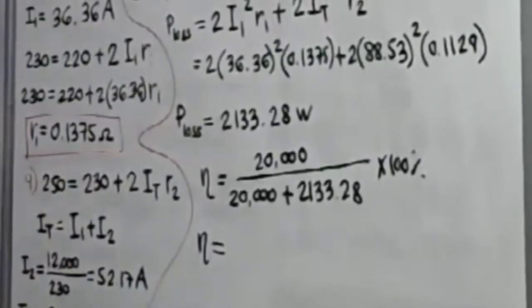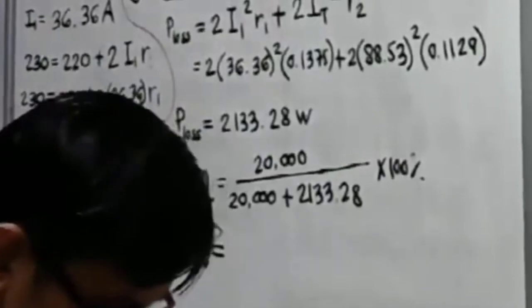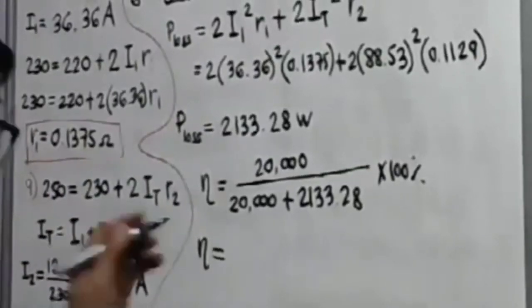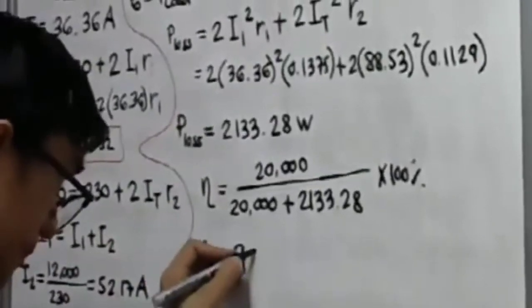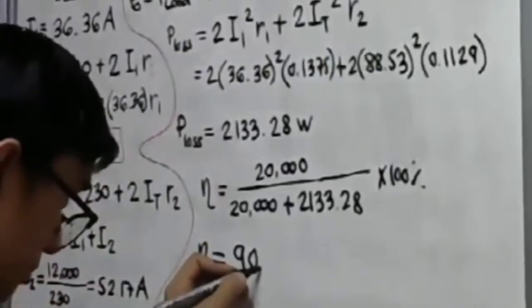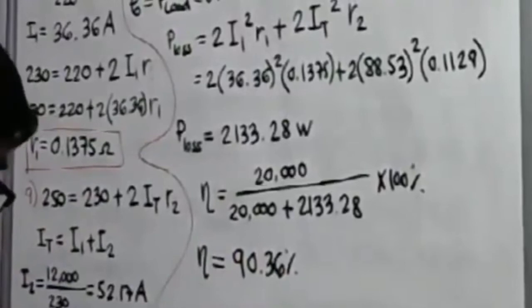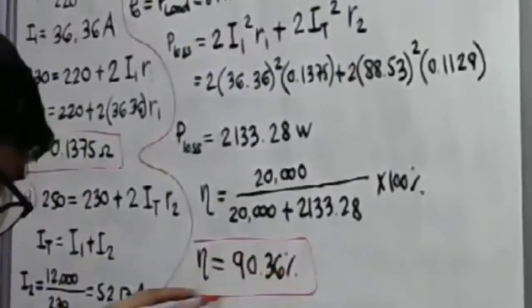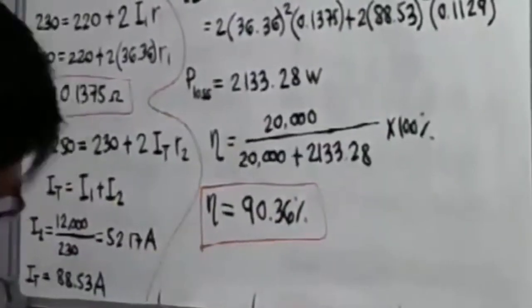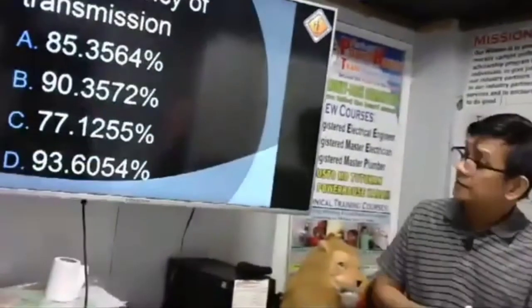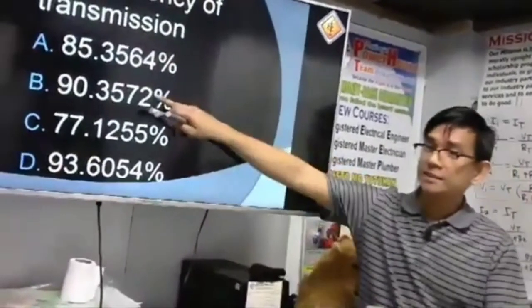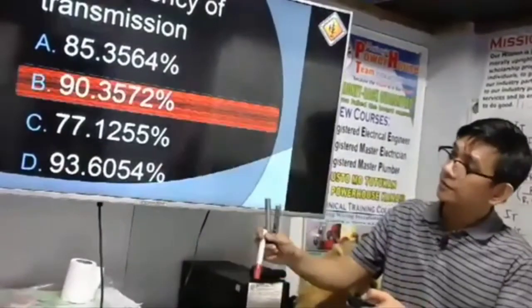Okay, my answer here is 90.36%. That is my final answer. So what is the letter, or nearest to what letter? 90.36 is nearest to letter P.